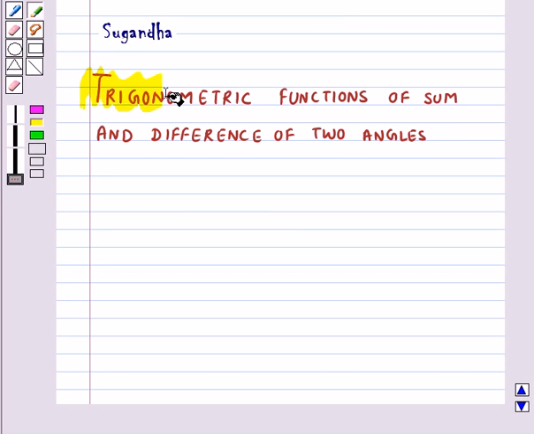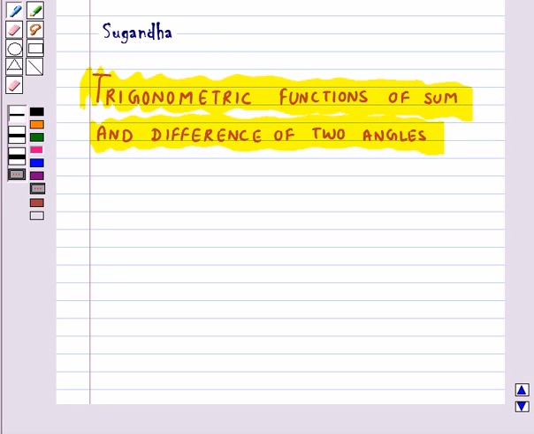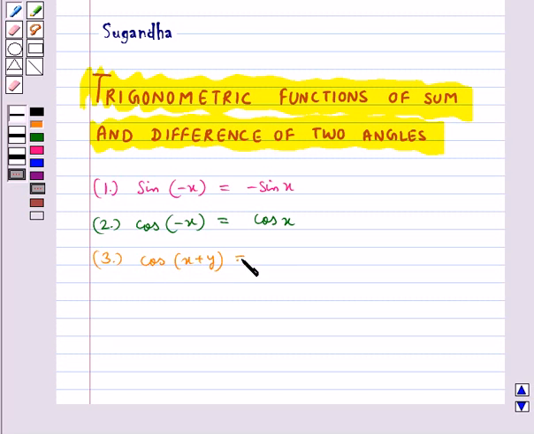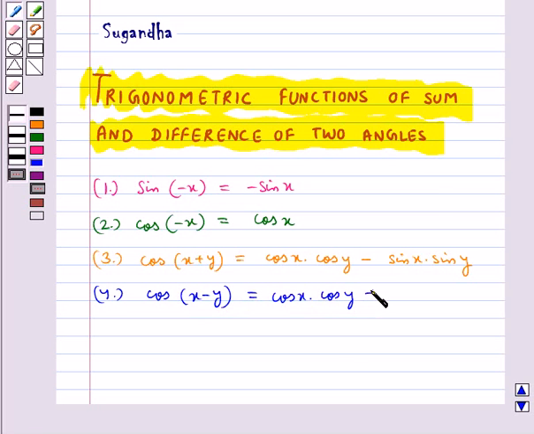In this session, first we will discuss trigonometric functions of sum and difference of two angles. The basic results in this connection are called trigonometric identities. We have seen that sin(-x) = -sin x, cos(-x) = cos x. Next we have cos(x + y) = cos x cos y - sin x sin y, then cos(x - y) = cos x cos y + sin x sin y.